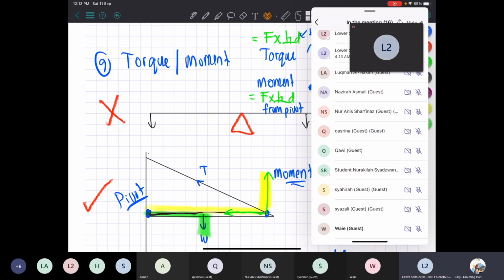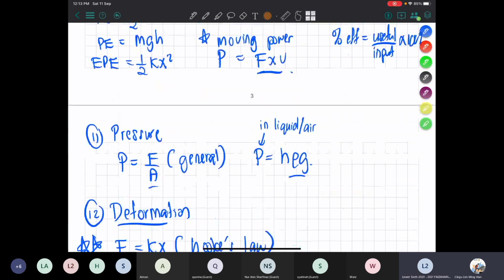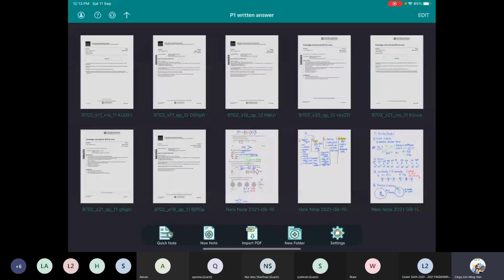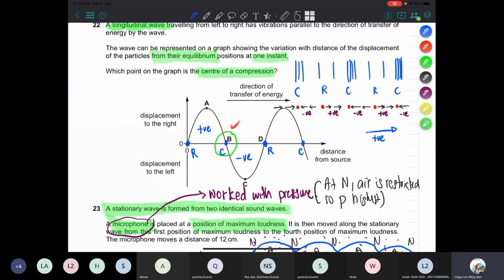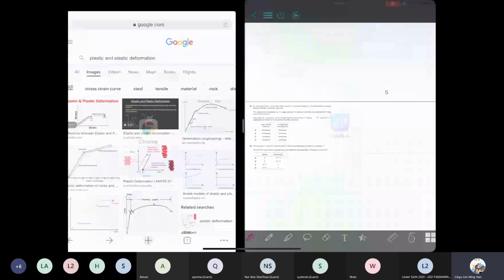Sir, the wave question just now, the compression and so on. Where is the center? There is a line, is it between the letters? This is the center, and this is the center. Do the particles move or not? Yeah, let me show you.